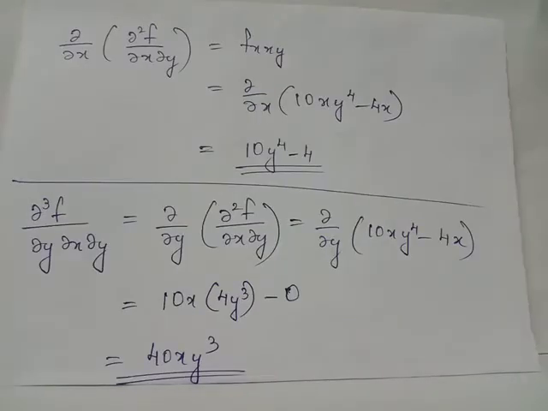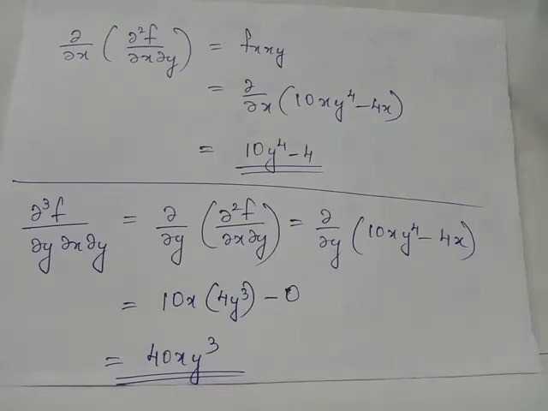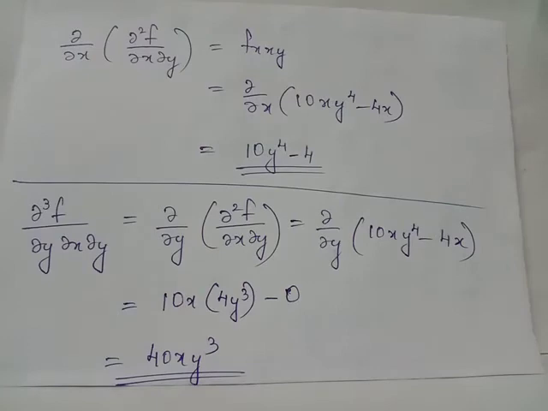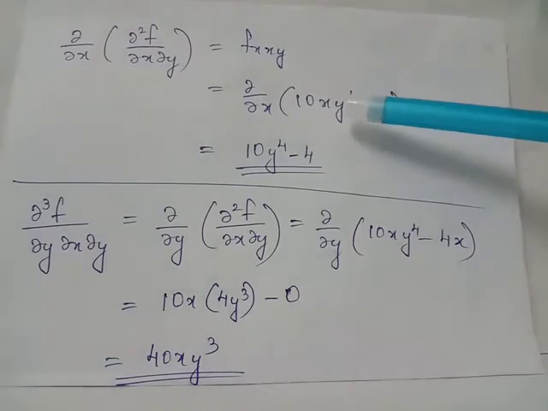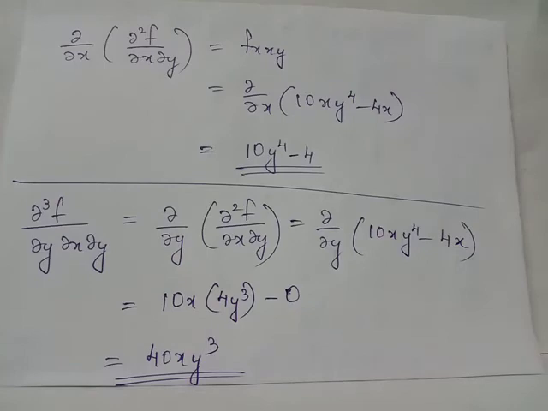That is, fxxy equals ∂/∂x of ∂²f/∂x∂y, that is, ∂/∂x of 10xy⁴ − 4x. When you take the partial derivative of this term with respect to x treating y as a constant, 10 and y⁴ are constants, and the derivative of x with respect to x is 1. Therefore, the first term is 10y⁴. The derivative of 4x treating y as a constant with respect to x is 4, because the derivative of x is 1. Thus, we obtain fxxy equals 10y⁴ − 4.